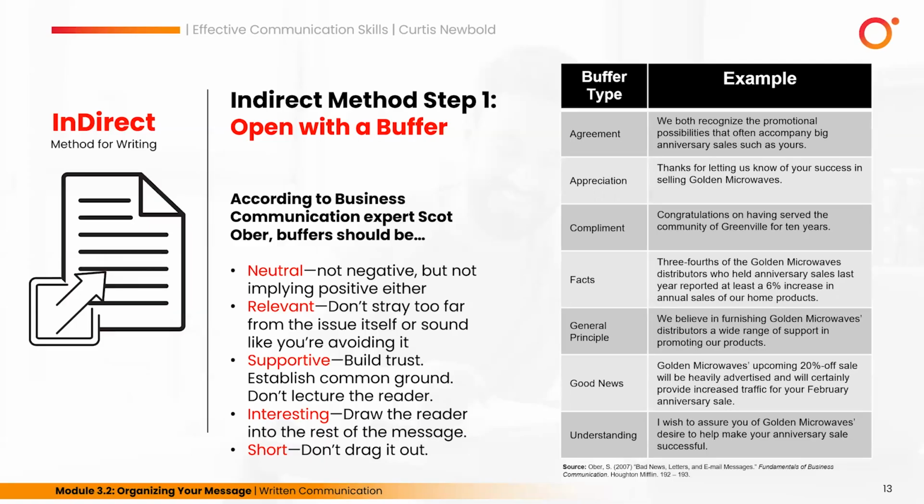Three-quarters of the golden microwave distributors who held anniversary sales last year reported at least a 6% increase in annual sales of our home products. Or in general, principles: we believe in furnishing golden microwave distributors a wide range of support in promoting our products. Good news: Golden Microwave's upcoming 20% off sale will be heavily advertised and will certainly provide increased traffic for your February anniversary sale. Or maybe some kind of understanding: I wish to assure you of Golden Microwave's desire to make your anniversary sale successful.